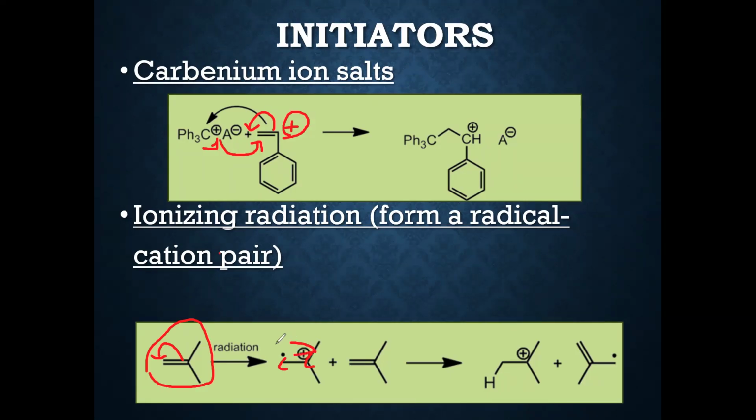Okay, so this radical cation pair will react with a monomer and will attack the double bonds, forming a cation and a radical.